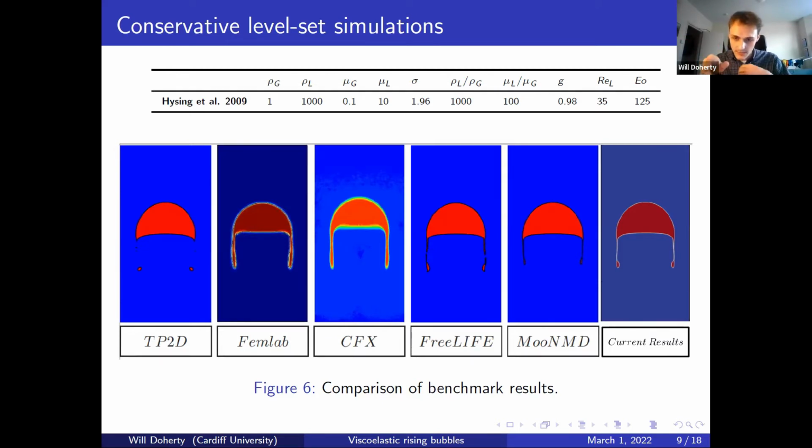I think what I like about my results is that it kind of combines some of the key information from the FreeLIFE and the Mu and ND simulations. So I have quite thin cusps, but I also have quite large trailing edges as well, so it kind of captures both types of information.